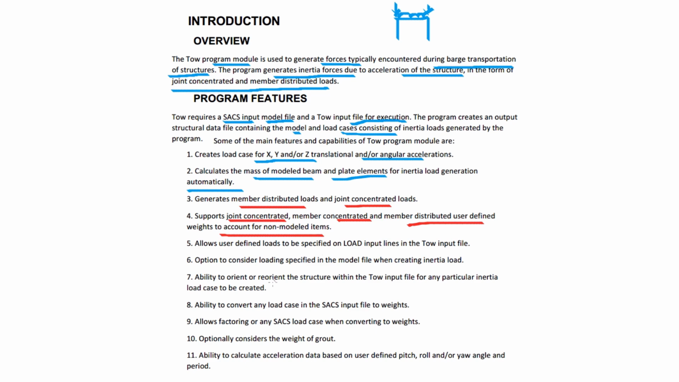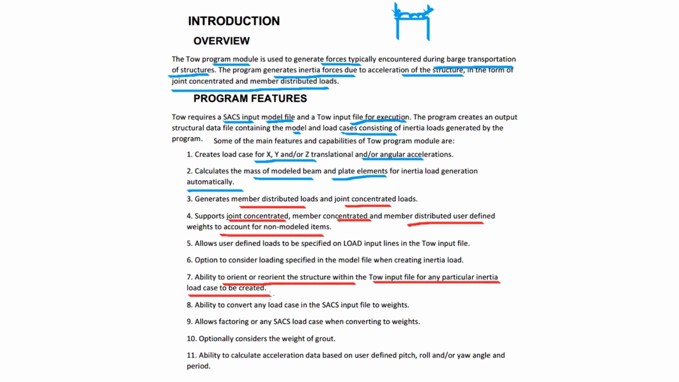There is an ability to orient and reorient the structure within the TOP input file for any particular inertial load case to be created. So we can orient and reorient for a particular inertia load case, and change the orientation of the structure within the TOP input file itself. There is also the ability to convert any load case in the SACS input file to weights. So whatever load case we define in the SACS input file can be converted into weights. It allows factoring of any SACS load case when converting to weights. So we can put the factor in too.